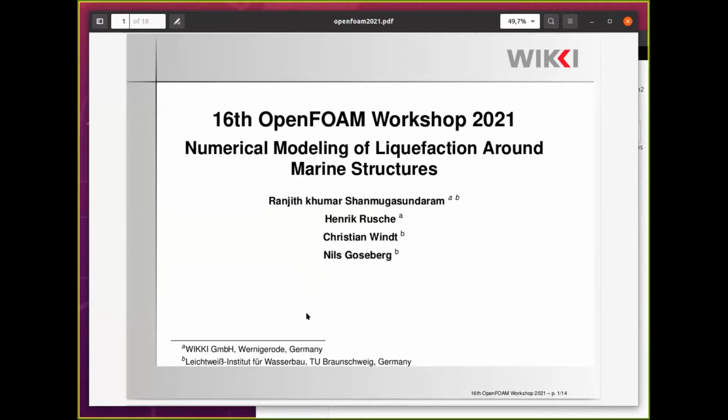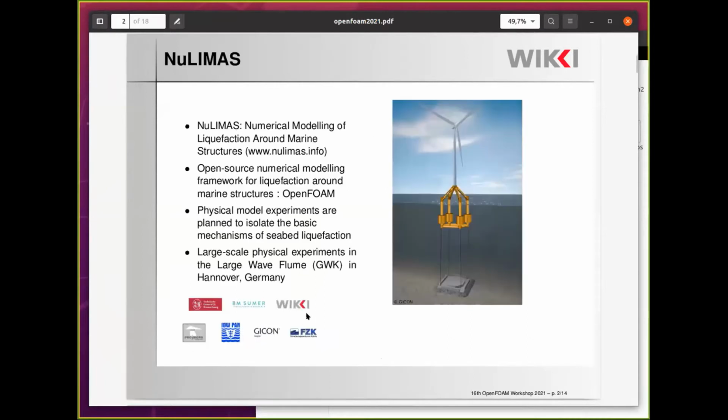My name is Rajan Kumar Shanmugasundaram. I'm currently working in Germany and also pursuing a PhD at TU Braunschweig, Germany. In this presentation, I would like to share my work, Numerical Modeling of Liquefaction Around Marine Structures. This presentation is a part of the NewLimos project, which is Numerical Modeling of Liquefaction Around Marine Structures, the same as the title. And this is the link for our project. And you can also look at the different project partners down here.